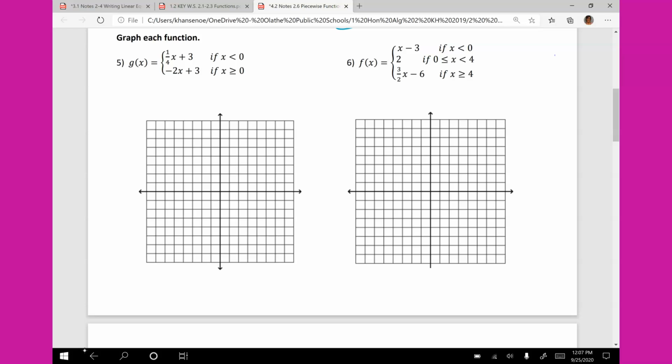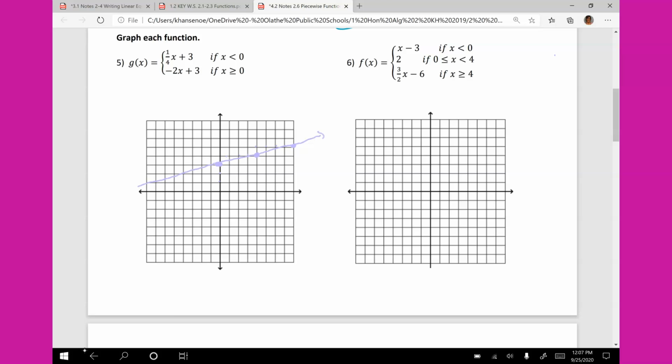So if I just graph this line right here, I'm going to go up 1, 2, 3, and then I'm going to go up 1 to the right 4. 1, 2, 3, 4. Up 1 to the right 4. 1, 2, 3, 4. And I'm going to draw a line.